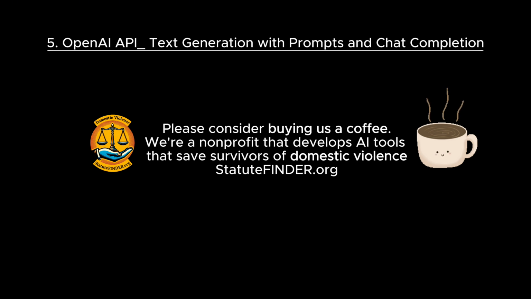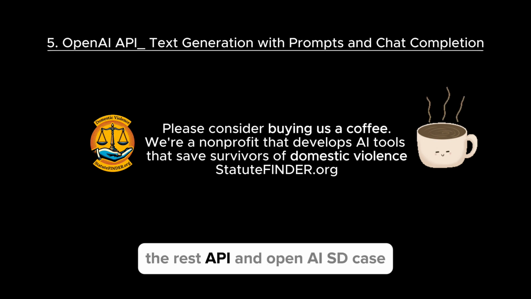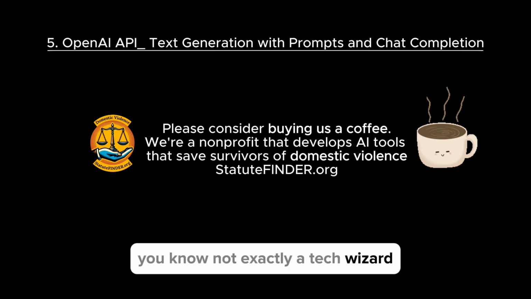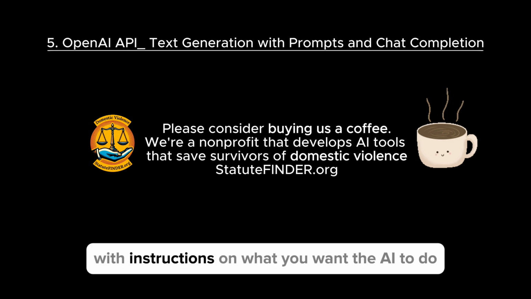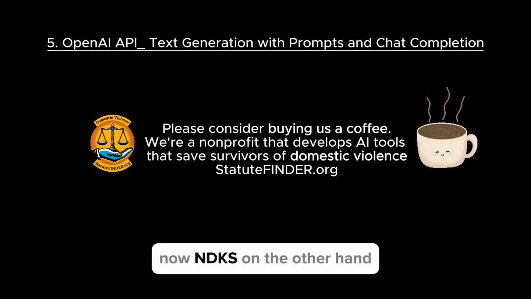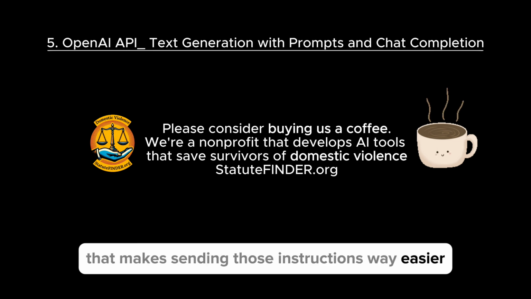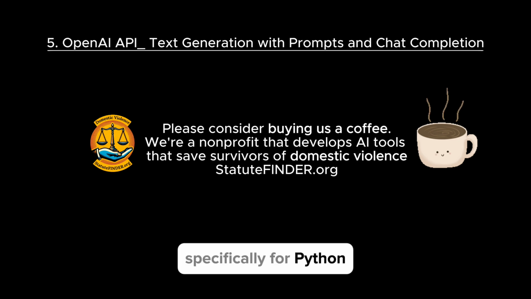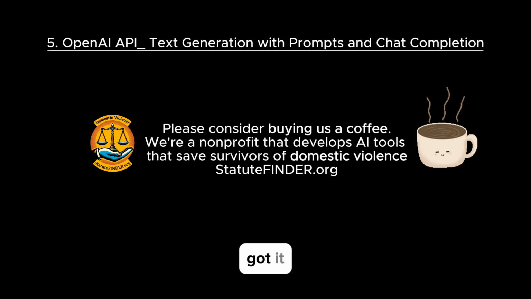That's a relief. So the source mentions two main ways to interact with these language models, the REST API and OpenAI's SDKs. Can you break that down for someone who's not exactly a tech wizard? So think of an API like a messenger. It lets your code talk to OpenAI servers. It's kind of like sending a letter with instructions on what you want the AI to do. Now, SDKs, on the other hand, are like prepackaged toolkits that make sending those instructions way easier. So instead of you having to write everything from scratch, you get pre-built functions and tools specifically for Python, since that's the language you're using. Okay, so the API is the messenger, the SDK is the toolkit. You got it.